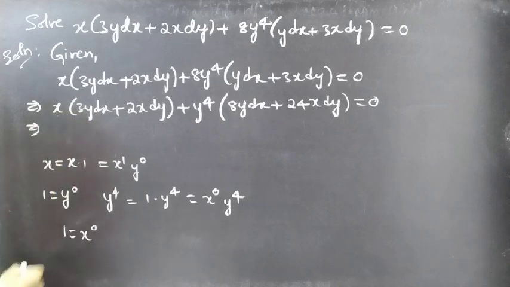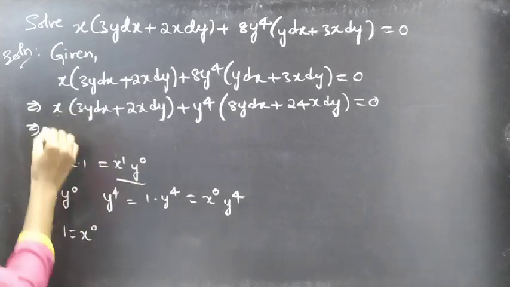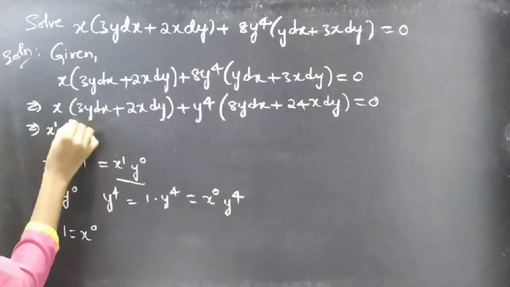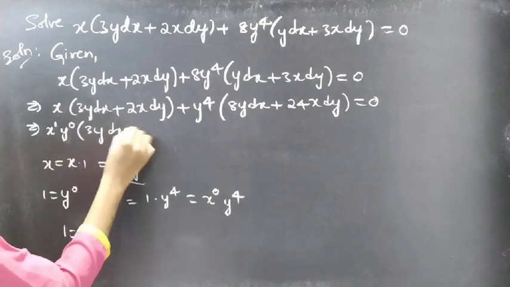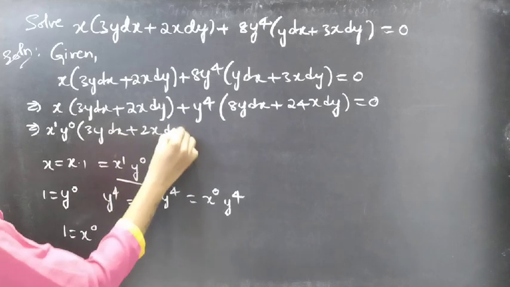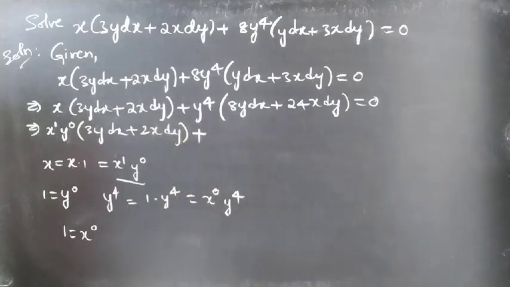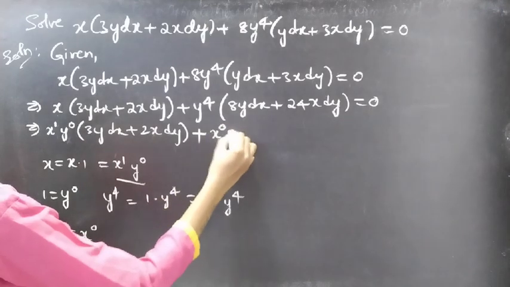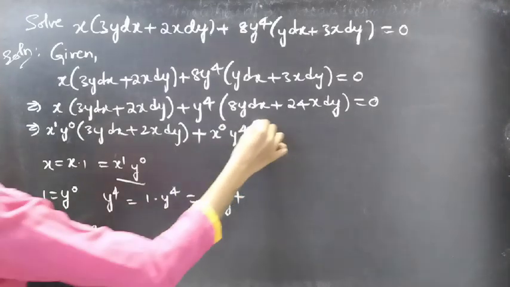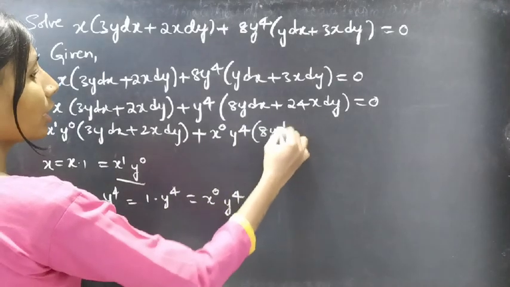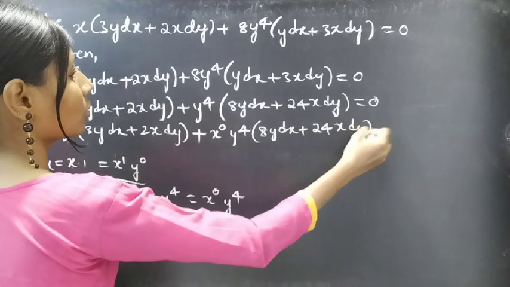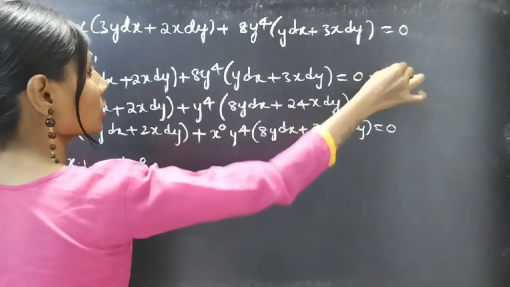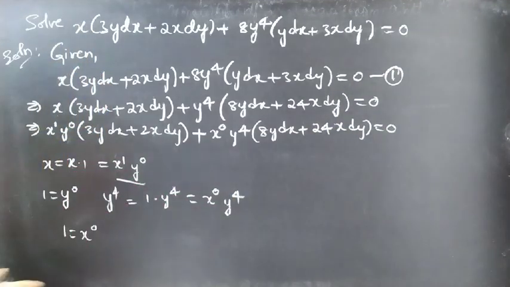Now we'll write this as x power 1 into y power 0 into (3y dx plus 2x dy) plus x power 0 into y power 4 into (8y dx plus 24x dy) equal to 0. Consider the given differential equation as equation 1.